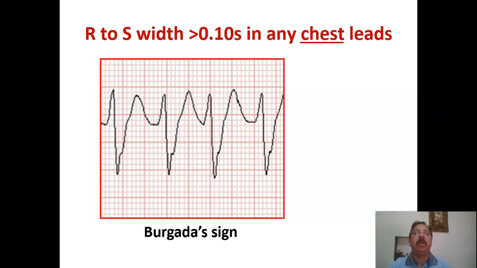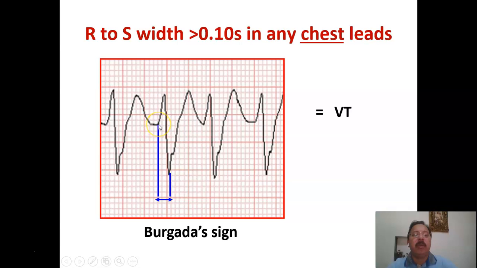If you are doubtful about the loss of RS pattern, then look at the width of the QRS complexes, especially the R to S width. If it's more than 0.10 second in any chest leads, this is your Brugada sign. If you get this one, R to S width more than 0.10, it's again in favor of ventricular tachycardia.